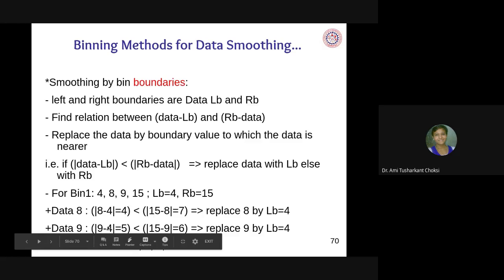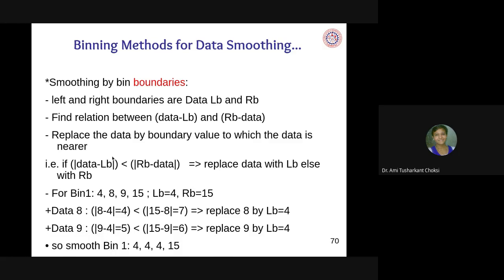What about the data 9? 9 minus 4 is equal to 5, and 15 minus 9 is equal to 6. So 5 is less than 6, and so we replace 9 by LB equal to 4, right? Very simple example. So we smooth bean 1 with 4 as the left boundary: 8 is replaced with 4, 9 is replaced with 4, and 15 is the right boundary, so put it as it is. The left and right boundaries stay the same, and for the middle values we find the relation with the left and right boundaries, and whichever is less, that boundary value replaces the data, fine?